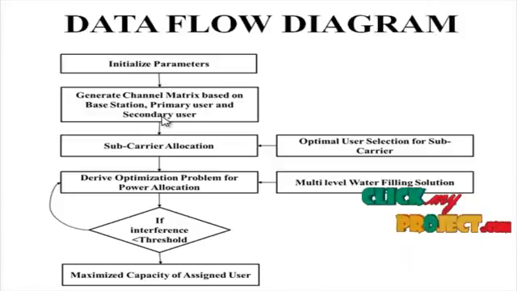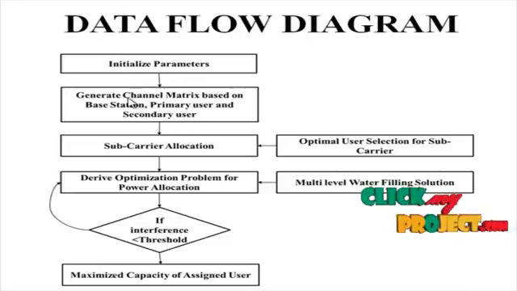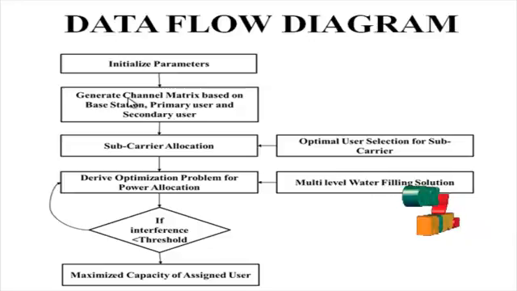Let me discuss the flow diagram for our process. Initially, the parameters are initialized. Next, generate the channel matrix based on the base station, primary user and the secondary user. This is the system model.